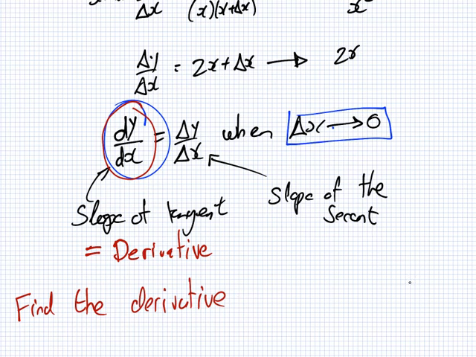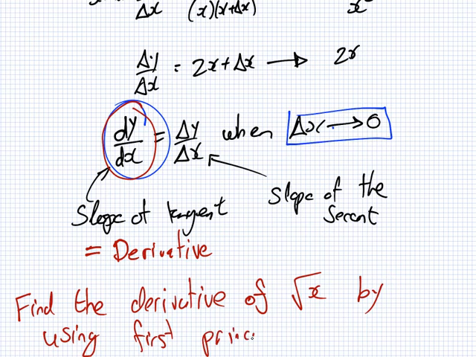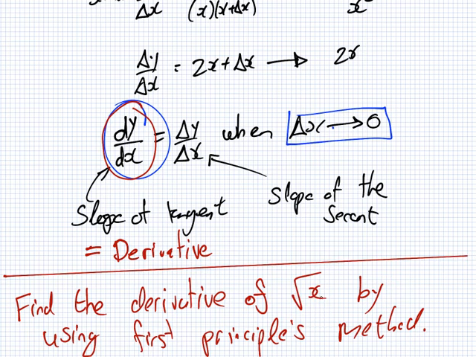Okay, so let's try one together. Find the derivative of square root x by using first principles method. In other words, the method we're learning today. I'll do this one after you try it for just a couple of minutes. So step one is to find the delta y over delta x, and then at the very, very end, make delta x 0. At the very end, not too early. It must be at the end. Okay, see if you can try and get this one here, and I'll do it in a moment.